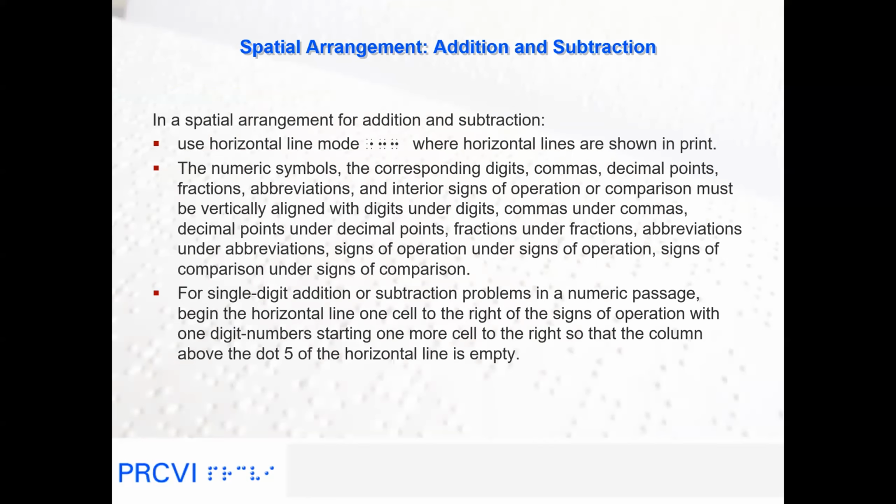For a single-digit addition or subtraction problem in a numeric passage, begin the horizontal line one cell to the right of the signs of operation, with one-digit numbers starting one more cell to the right, so that the column above the dot 5 of the horizontal line is empty.